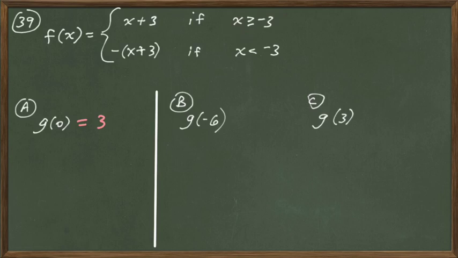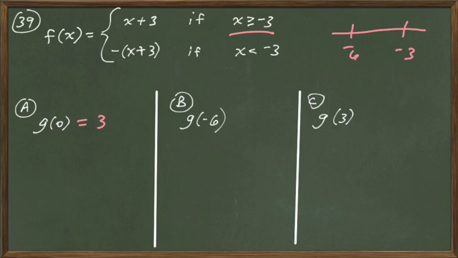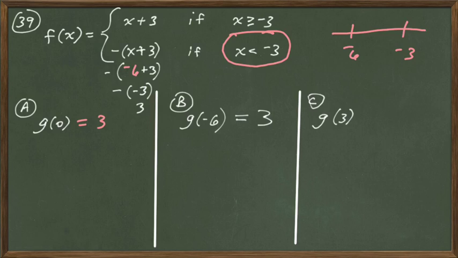And let's do B first before we do C. On B, what's on B? It's g of negative 6. Is that bigger than negative 3? No. Think of a number line. Negative 6, negative 3. It's to the left, isn't it? So I don't want to use the top one. I want the one for less than. So if I put a negative 6 in here, what result would I get? I'd get the negative of a negative 3, which is a positive 3.